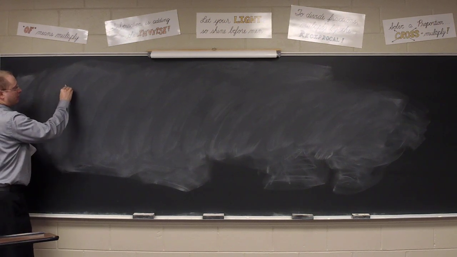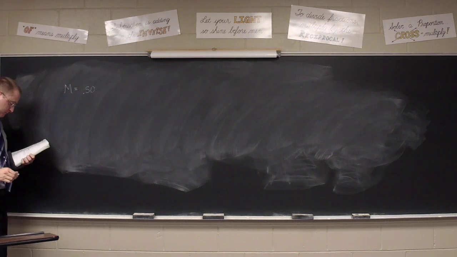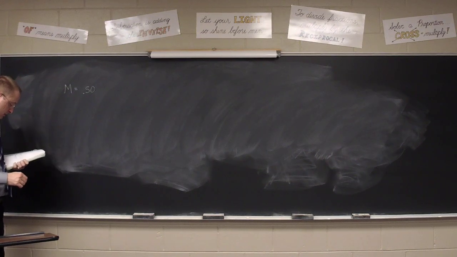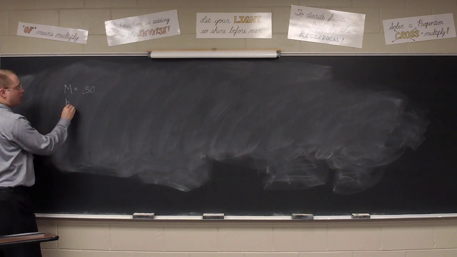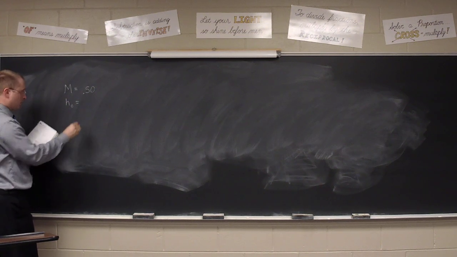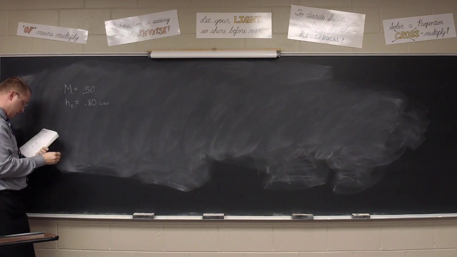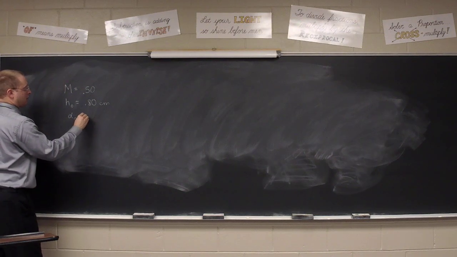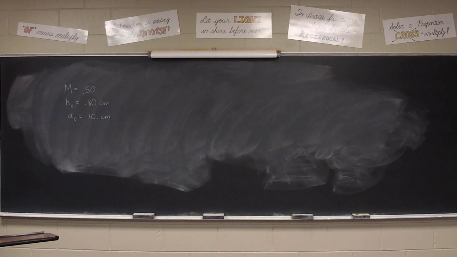The magnification is 0.50. All right. And then the height of the object is 0.80 centimeters. And then the distance of the object is 10 centimeters. All right, excellent. Make a list of what you know.